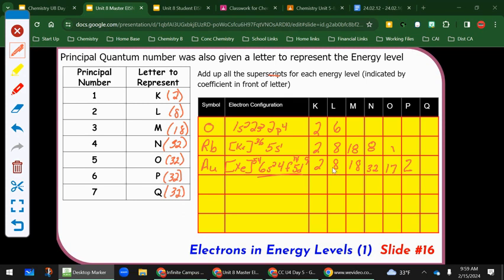This is going to be tough for you guys because I'm going to require you to add things. 10 and 18 is 28, and 32, 60, 77. 79, we got it right. Can we do Cf? Cf, number 98. Okay, let's do Cf.